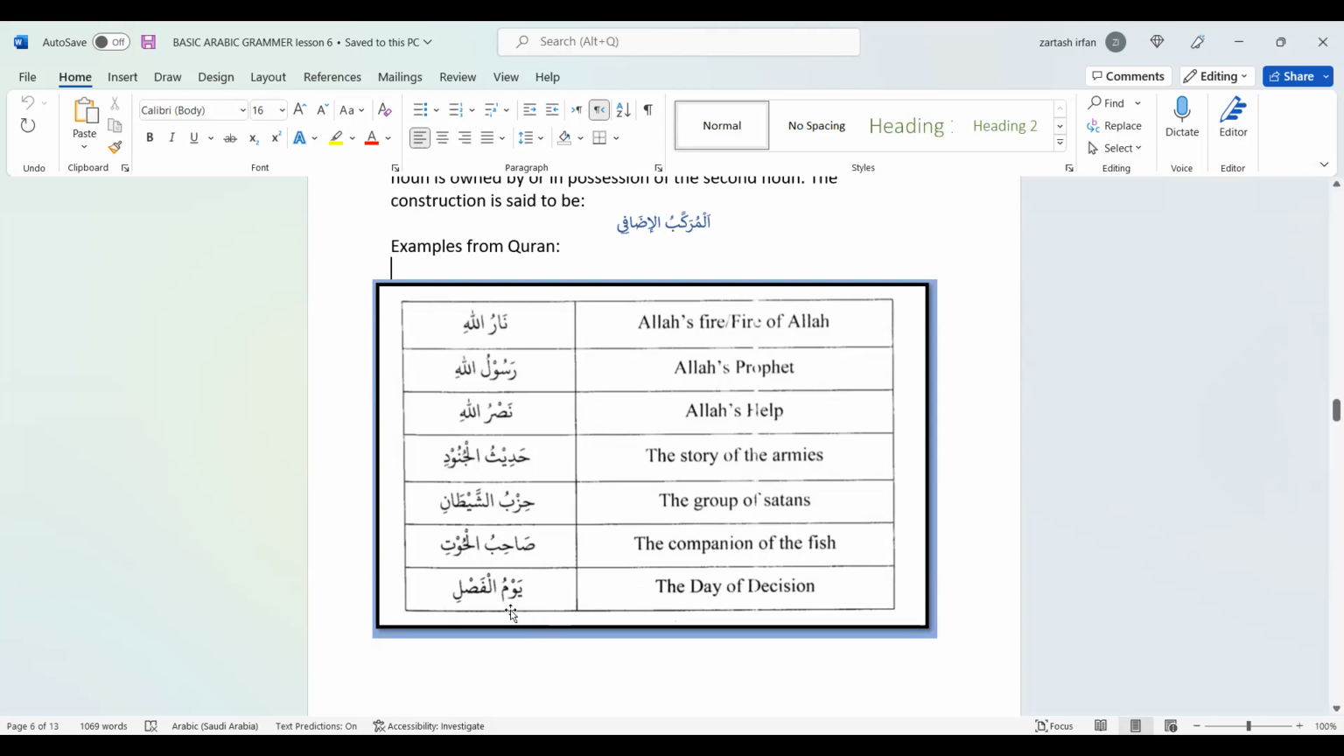The last one is Yomul Fasli, the day of decision. Again, notice the kasra here on the mudaf ilayh, and there is no al or tanween attached to the mudaf. So: Nasrullahi, Rasulullahi, Hadithul Junudi, Hizbul Shaitani, Sahibul Huti, Yawmul Fasli.